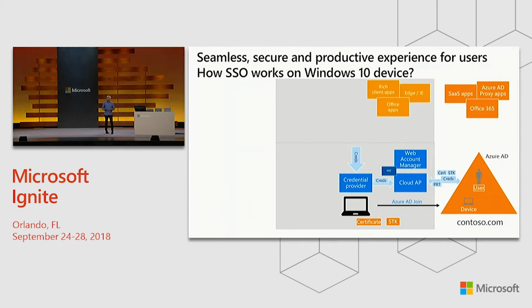So let's take an example. In this case, I have an Office app which needs a token to get access to a resource in the cloud. It's going to talk to the web account manager. The web account manager is going to then take the PRT, talk to Azure AD, get back the token, send back the token to the app, and then the app is going to use that token to talk to the resource.